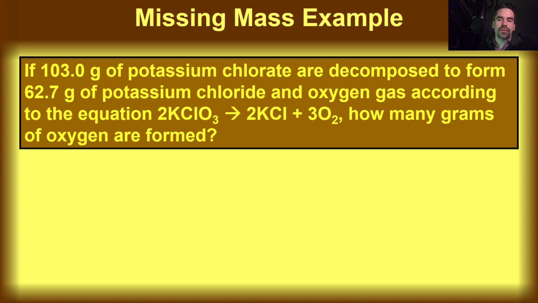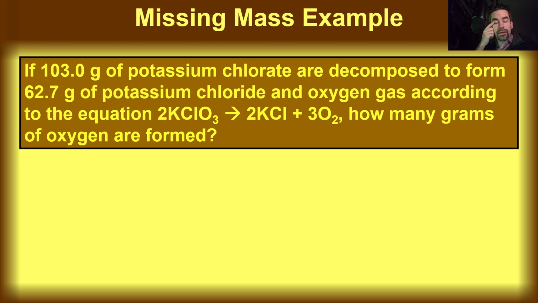So when we have a missing mass example, like this problem right here, you'll often see the balanced equation given. So this says if 103 grams of potassium chlorate are decomposed to form 62.7 grams of potassium chloride and oxygen gas, according to the equation, 2 potassium chlorates go to 2 potassium chlorides and 3 oxygen molecules. How many grams of oxygen are formed?